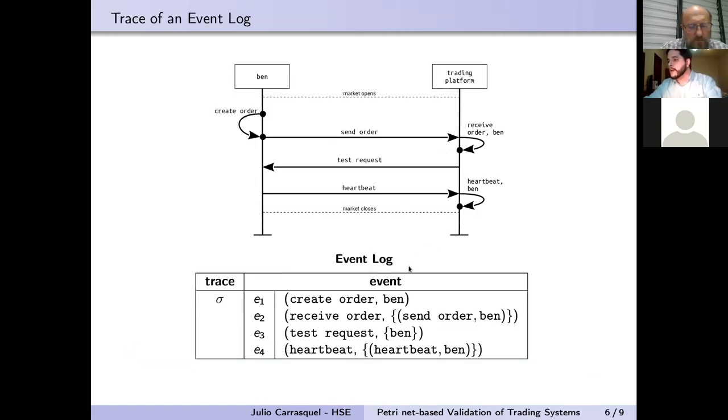And the example of the log I provide below. So we have four events. We have a trace corresponding to a run of the system with four events. In the first event, Ben created an order. So this is an individual action from the side of the agent. In the second event, Ben sent an order, and also the system has received it. Then we have a request just from the system. So this can be seen as a transfer step. And finally, we have in one event the execution of both. Ben sent a heartbeat, and the trading platform is acknowledging the heartbeat.